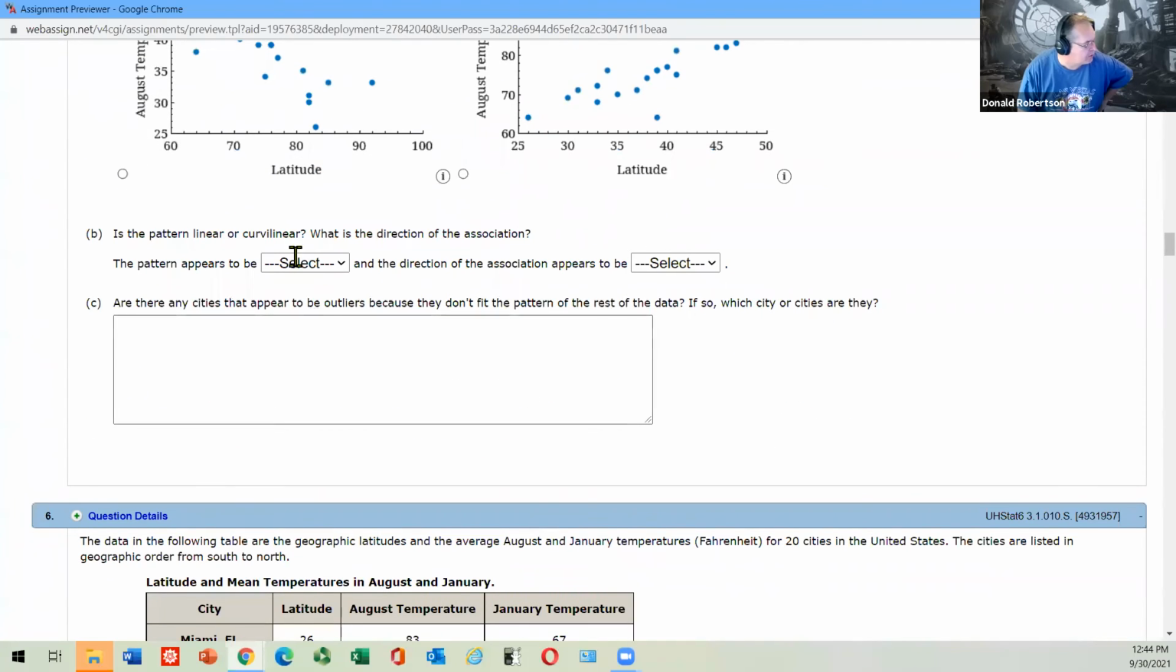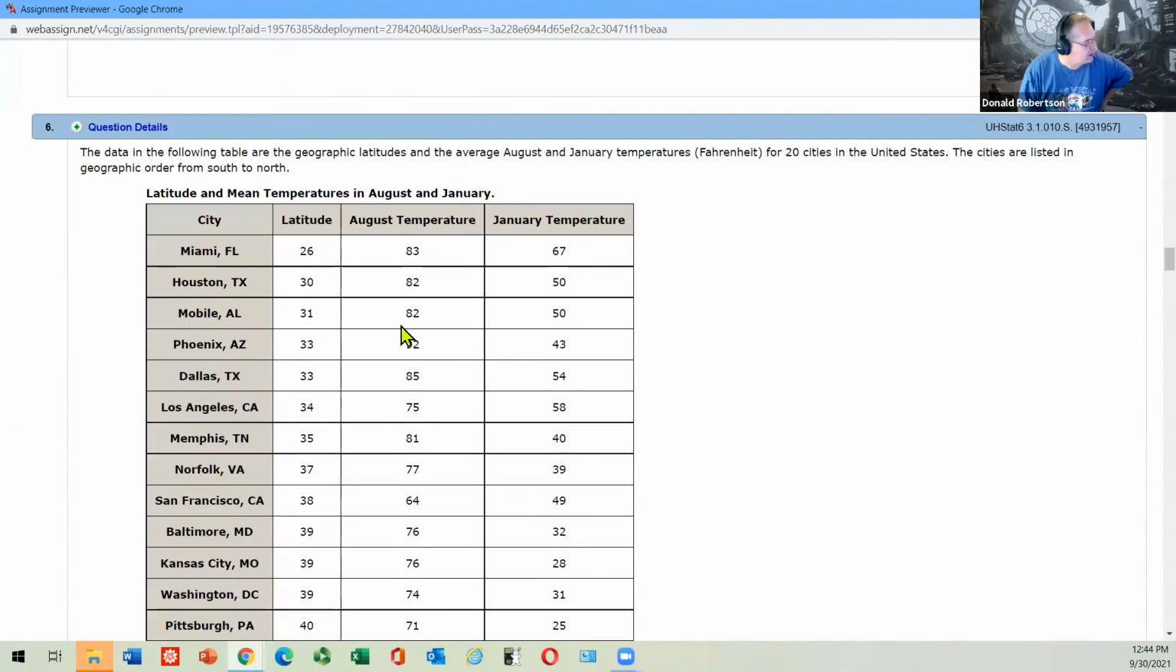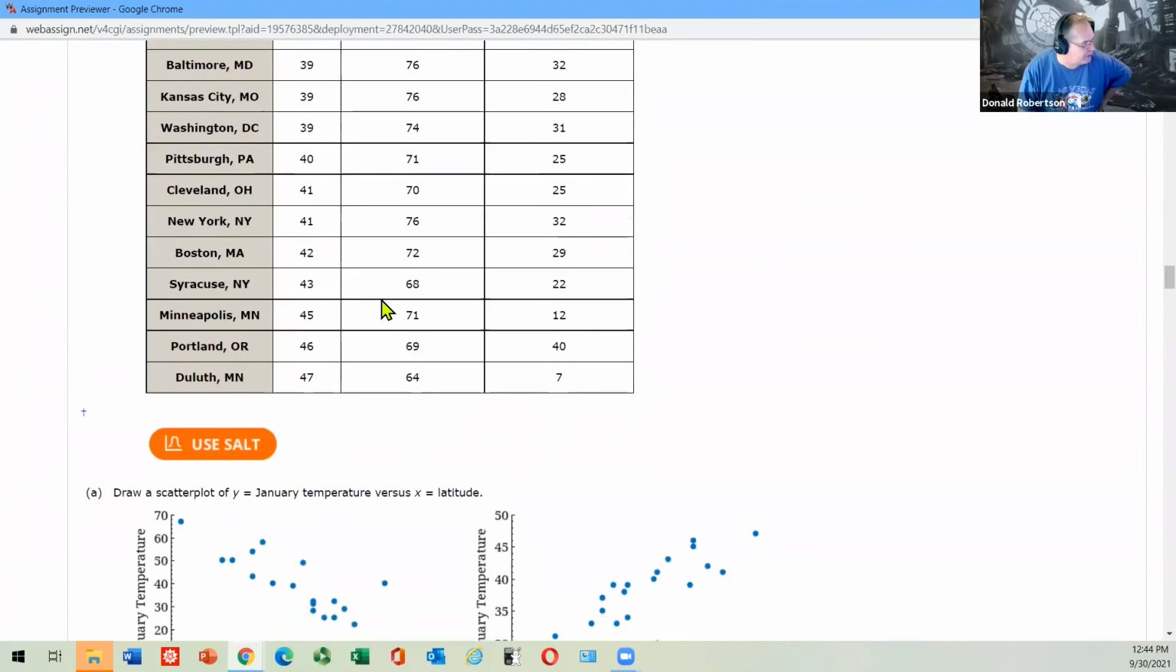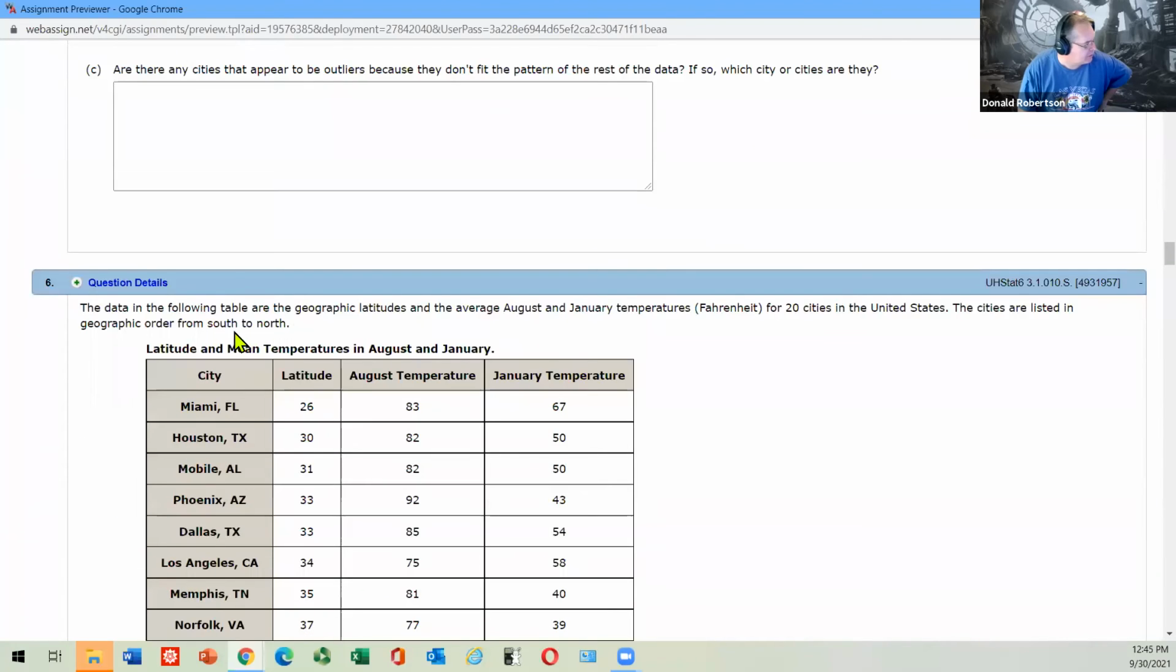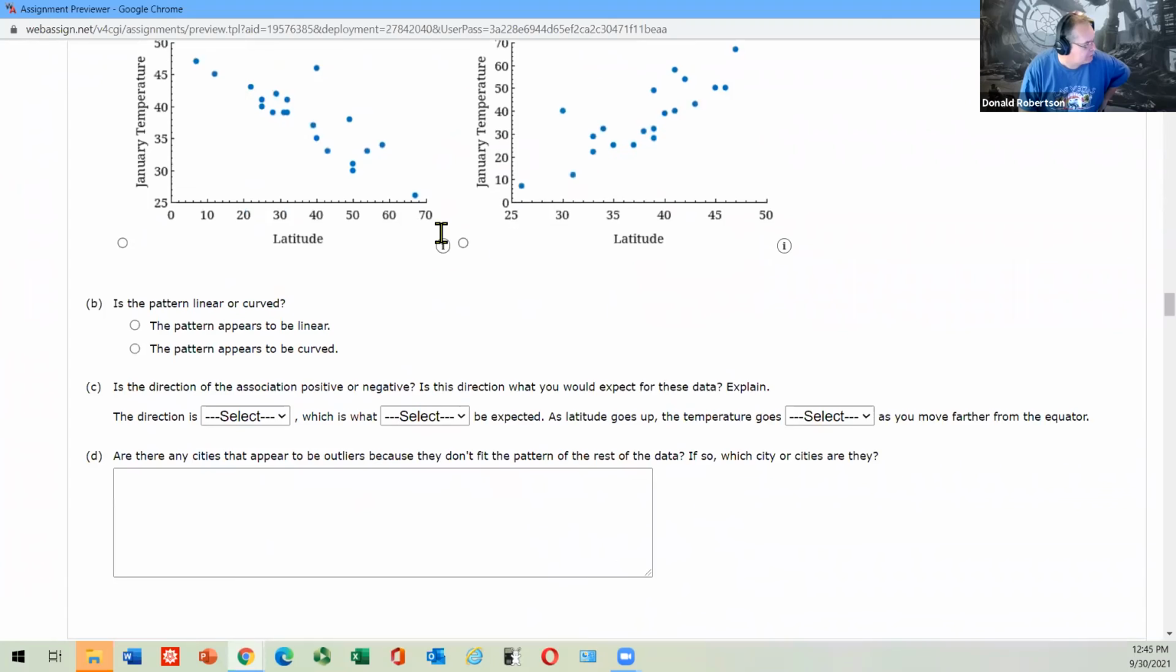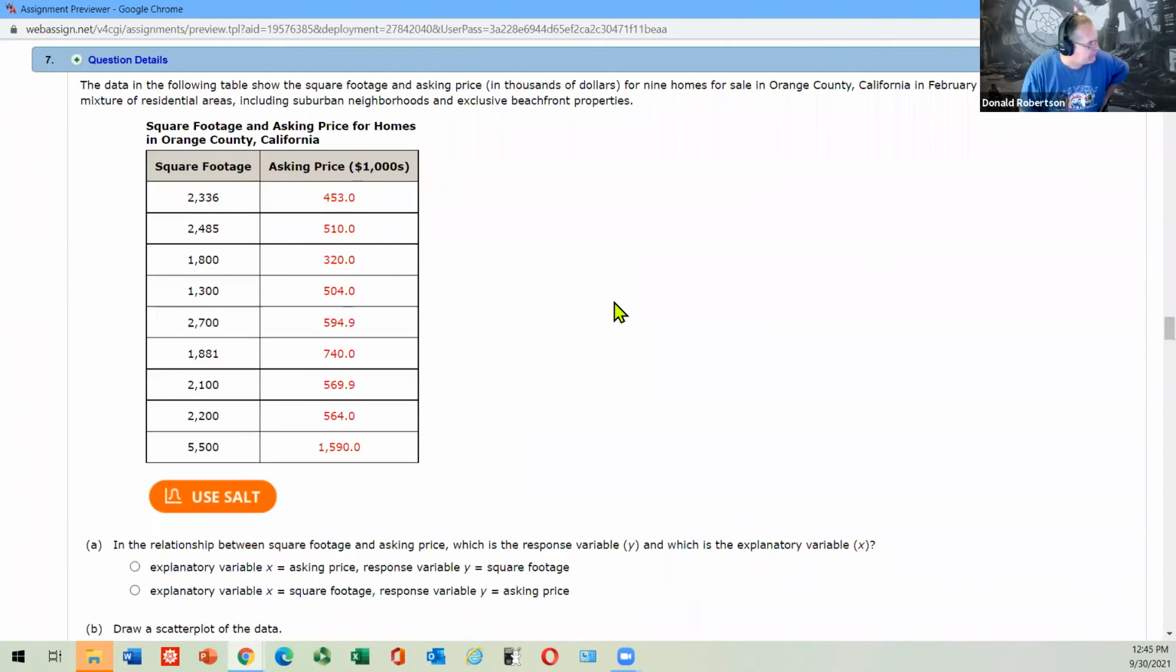And then you talk about linear and patterns and so on. Here's question 6, which is basically the same thing, right? And you do SALT and do the pictures and so on. What's this one about? Oh, this one is quite realistic.